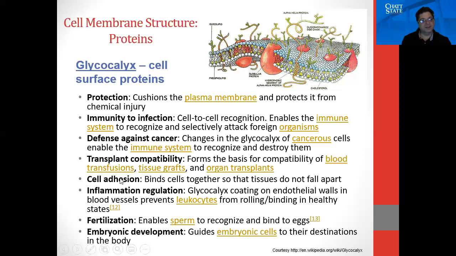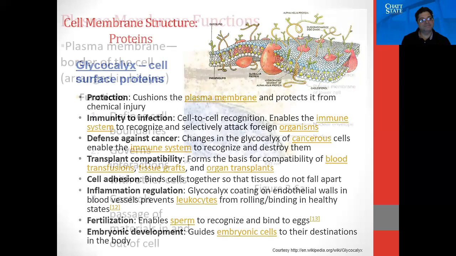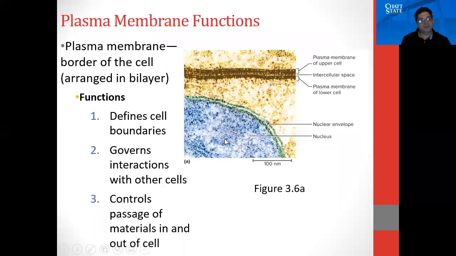Cell adhesion, which we're about to get to. So many things. In summary, the three main functions here: boundaries, as we mentioned, interactions with other cells, as we just mentioned with the glycocalyx, and then passage, which is our transport. So that's where we're headed.